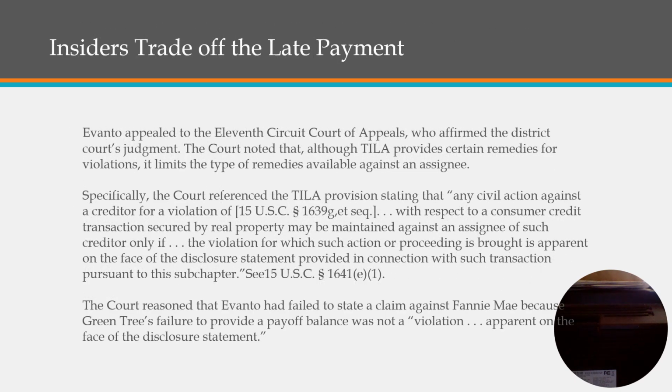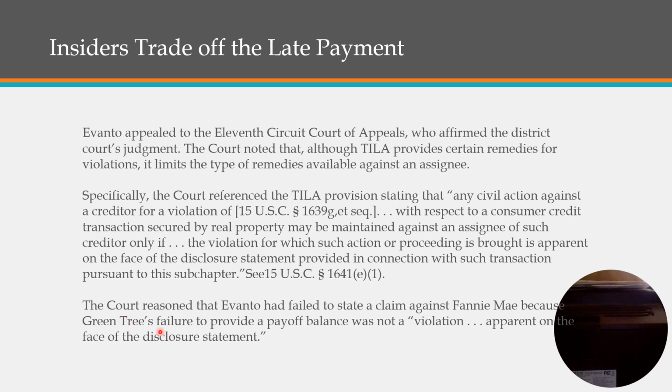Specifically, the court referenced the TILA provision, 15 USC 1641, stating that any civil action against a creditor for this violation with respect to a consumer credit transaction secured by real property. This is a mortgage. Well, it might be a clue of what somebody else is trying to dial into. It said it may be maintained against the assignee as such creditor only if, and this is the imperative thing, only if what? Only if the violation for which such an action or proceeding is brought is apparent on the face of the disclosure statement provided in connection with such transaction pursuant to that chapter, subchapter.